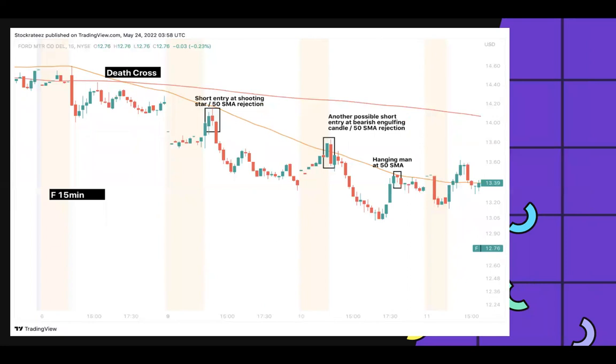All right, here's another death cross. When the 50 goes below the 200, come back to revisit the 50. You got your short entry at the shooting star, 50 SMA rejection. Another possible short entry here at the bearish engulfing candle at another 50 SMA rejection. Hanging man at the 50 SMA. So you're just looking for simple candlestick patterns after the death cross at the pullbacks to the 50 SMA.